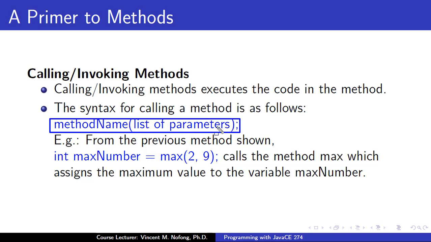For example, if we are to find the maximum number between 2 and 9, and we are using the max method in our previous slide, we have to call the name of the method and the parameters it's supposed to take. If you call max with just 2 without the 9, there would be an error. So that is how we call or invoke methods.